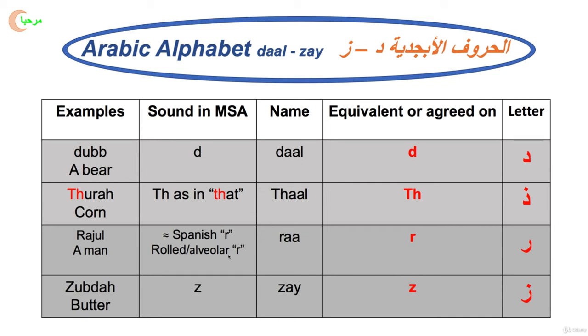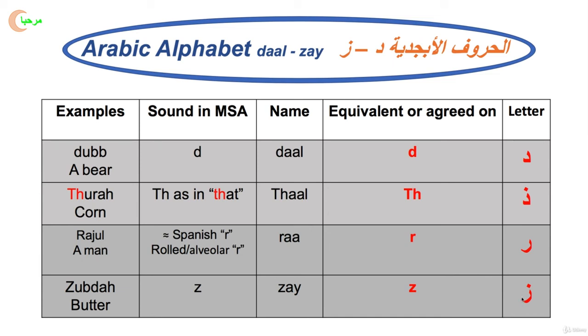If you can't make this sound, it's not a problem. The reason for that is there are many regions in the Arab world where people cannot pronounce the proper R. Especially, for example, in one city in Morocco called Fez, where people pronounce the Arabic ra differently. And also in Syria, there are some regions where they pronounce the ra differently. So no worries there. And as an example, we have rajul, a man.